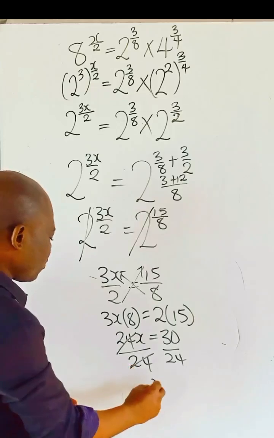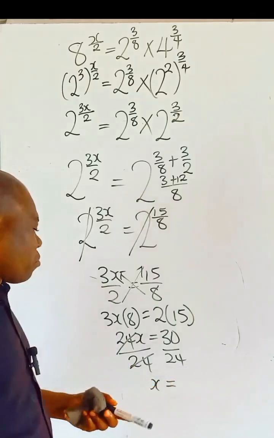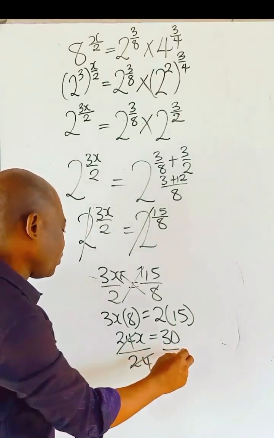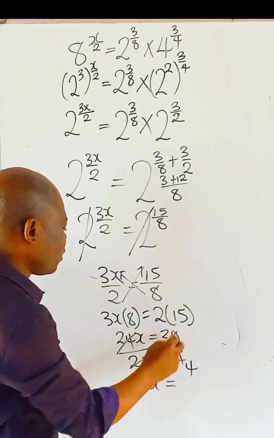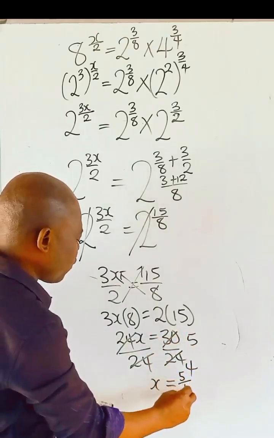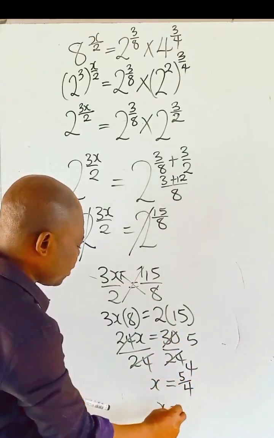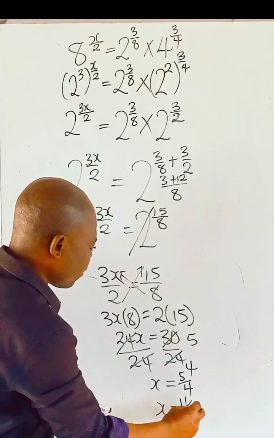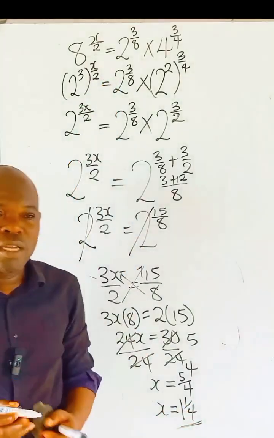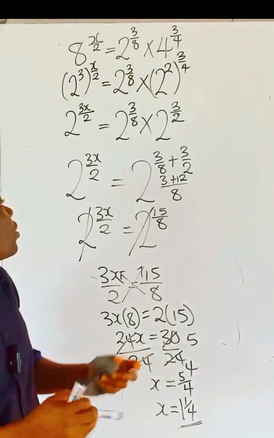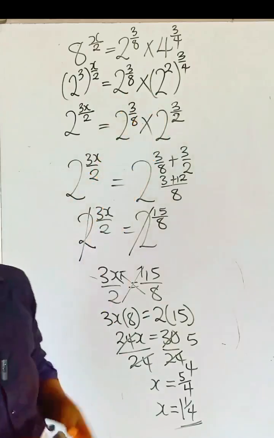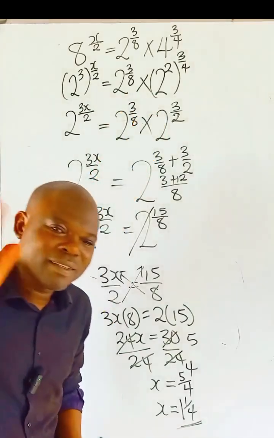So we have our x. They can actually have common factors: 6 into 24 is 4, and 6 into 30 is 5. So this becomes 5 all over 4, which means that x is 1 whole number, 1 all over 4. That's the value of x in this, and that's how two of the rules are explained: the rule of multiplication and the rule of common base.